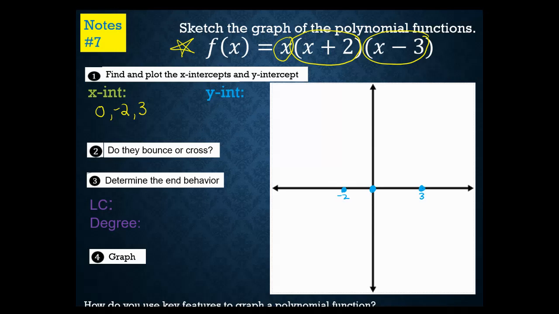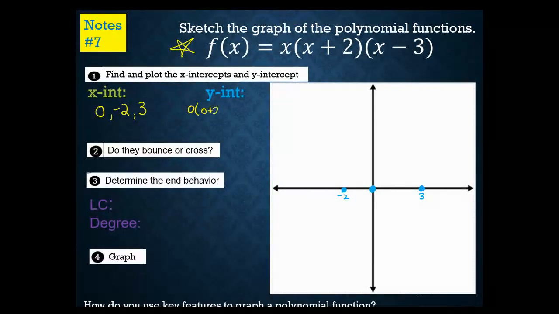Now we need to figure out the y-intercept. And remember, that's what we just learned. We plug in 0 for every x. So 0 and then 0 plus 2 and then 0 minus 3. Plug in a 0, plug in a 0, plug in a 0. That's how you find the y-intercept. So that comes out to be 0 times 2 times negative 3. And 0 times 2 is 0. That 0 times a negative 3 is still 0. So the y-intercept is going to come right across at the same spot where the x-intercept is.